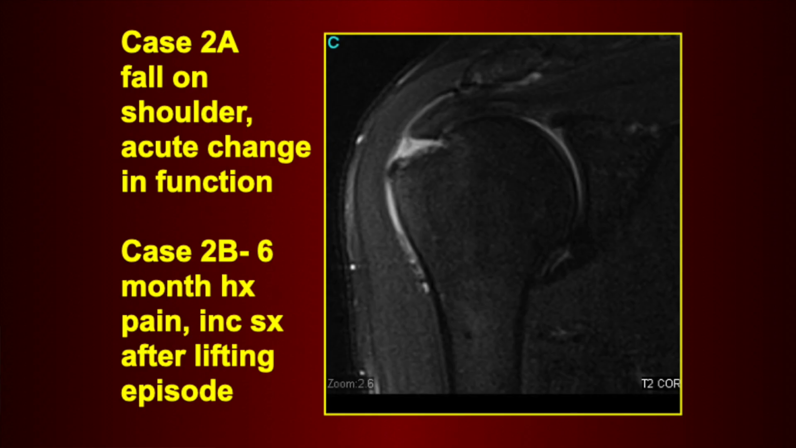All right, case 2. This is a 2A. This is a patient here. You see the MRI. He has a rotator cuff tear. A 2A would be an acute injury, a fall on the shoulder. 2B would be that you see this after 6 to 8 months' worth of chronic pain, and you have increased symptoms. So how does the scapula play a role in this demonstrated rotator cuff tear?